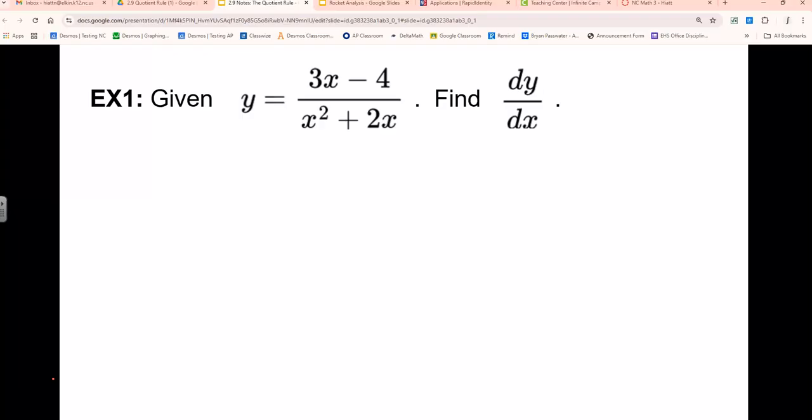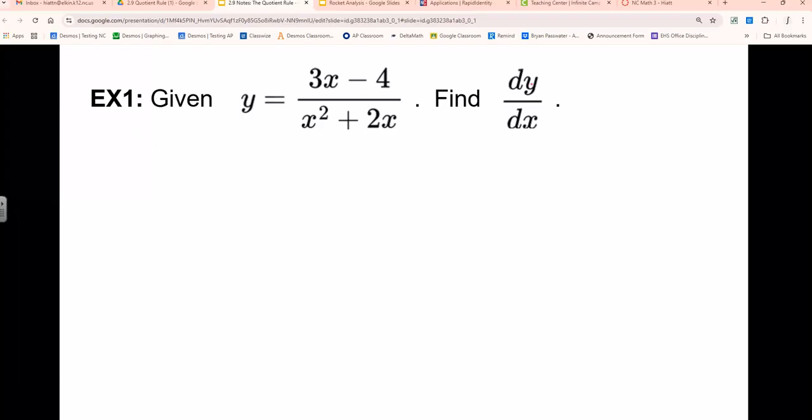So when we see something like this, we've got 3x minus 4 on top, we've got x squared plus 2x on the bottom. We've got x's in both locations. So we're going to have to use a quotient rule to be able to take this derivative. We can't use the love connection. We'll see one later where you could use love connection and then you wouldn't have to do quotient rule. But this one's going to require the quotient rule.